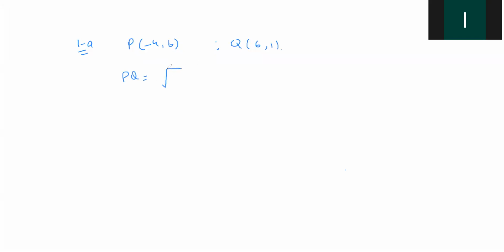And you see that this is your x1, this is your y1, this is your x2, this is your y2. So now when you find this distance, this is going to be x2 minus x1, this is 6 minus minus 4, that is 10. So this is going to be 10 squared plus, then you have y2 minus y1, 1 minus 6, that is minus 5.